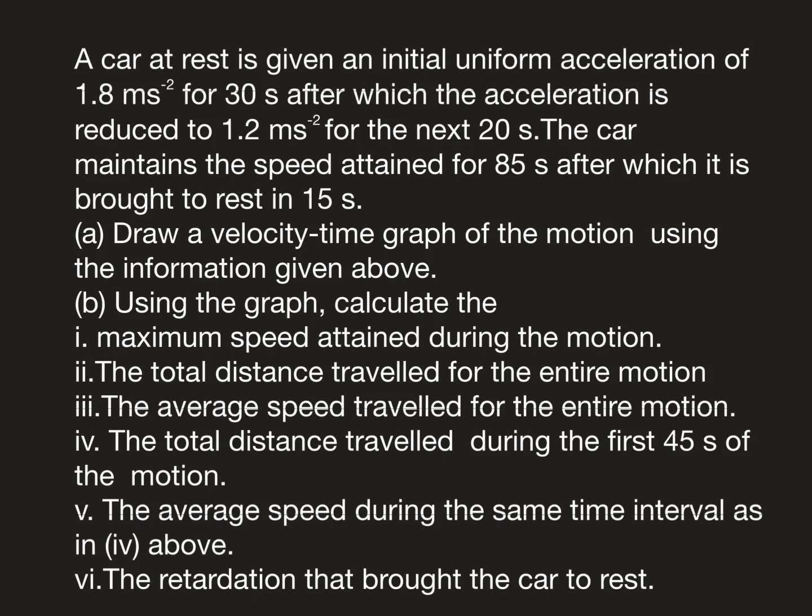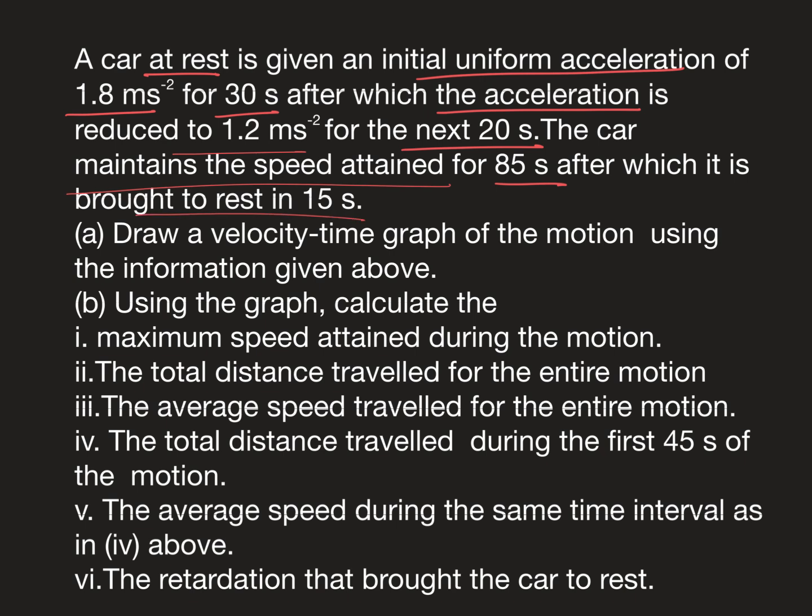Welcome back. This is a question that involves a velocity time graph, and it reads: a car at rest is given an initial uniform acceleration of 1.8 meters per second squared for 30 seconds, after which the acceleration is reduced to 1.2 meters per second squared for the next 20 seconds. The car maintains the speed attained for 85 seconds, after which it is brought to rest in 15 seconds.